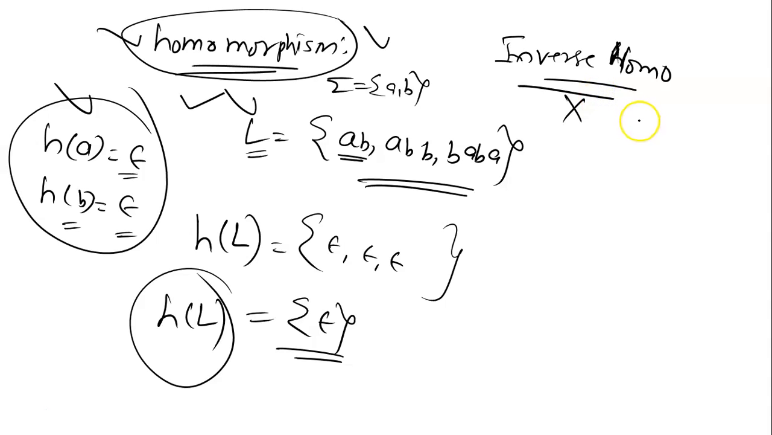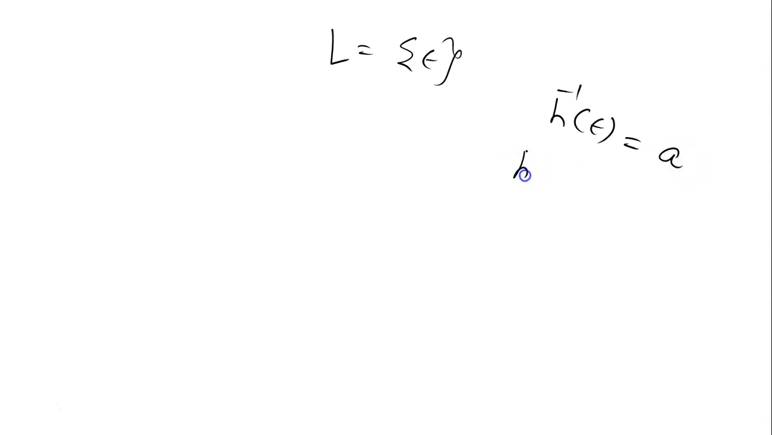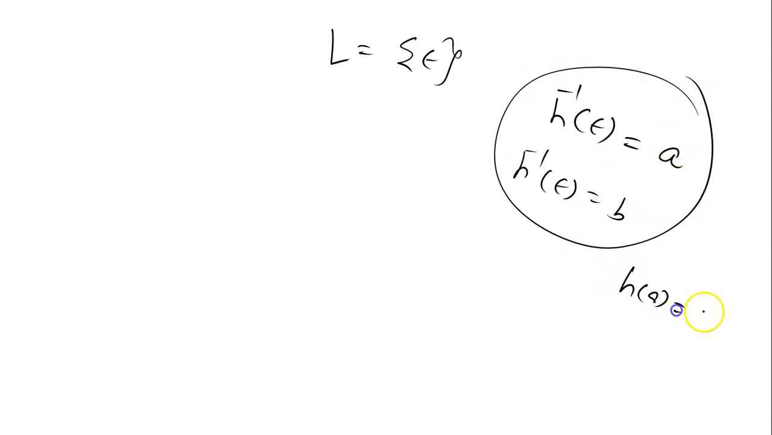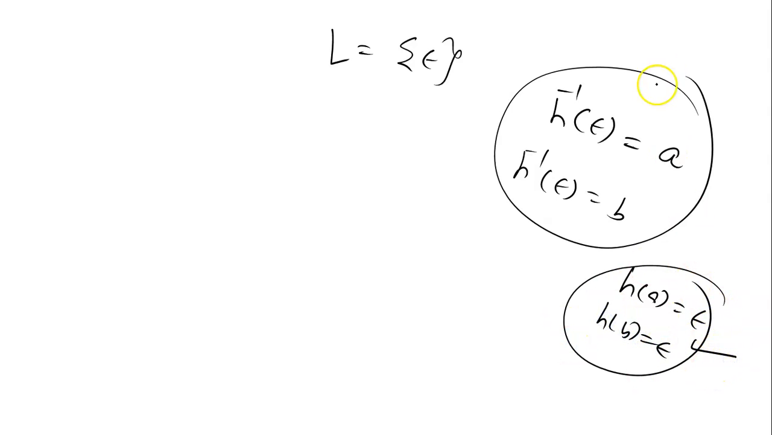Now what about inverse homomorphism? The same example will tell you that the set of finite languages is not closed under inverse homomorphism operation. Consider this language L and consider this inverse homomorphism. Inverse homomorphism means h inverse of epsilon is basically a, and h inverse of epsilon is b. This is your inverse homomorphism, because our original homomorphism was h(a) is epsilon, h(b) is epsilon. So I can say that h inverse of epsilon is a, h inverse of epsilon is b.